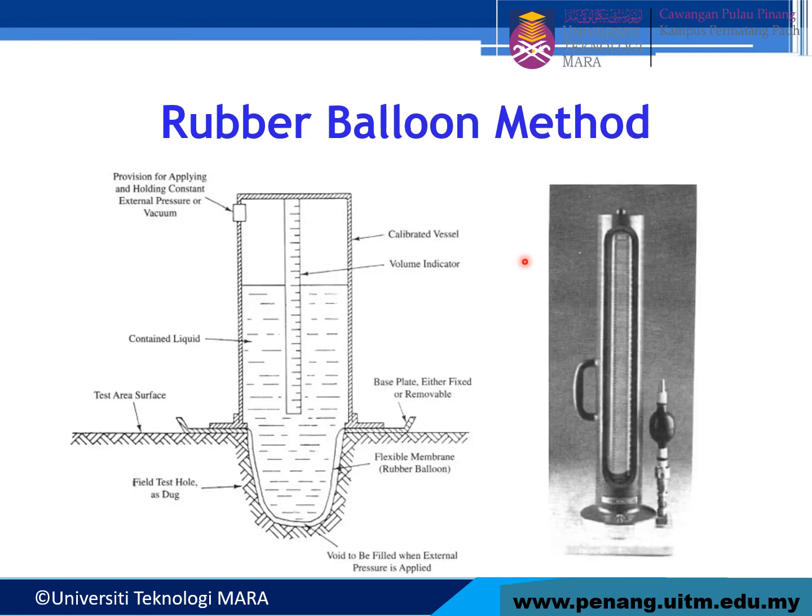Okay, for the rubber balloon method, as I said, it is similar to sand replacement, but for sand replacement we determine the mass. For the rubber balloon method, we determine the volume of water contained here. So this one is the hole I dug, and then we fill it with water, and then we will know the volume of water inside the hole.